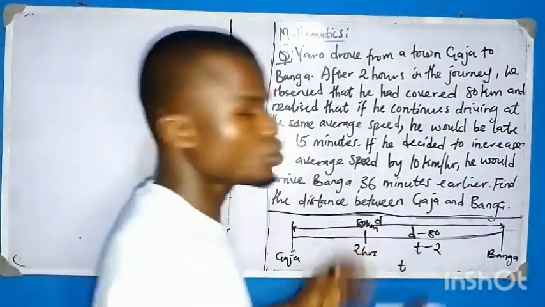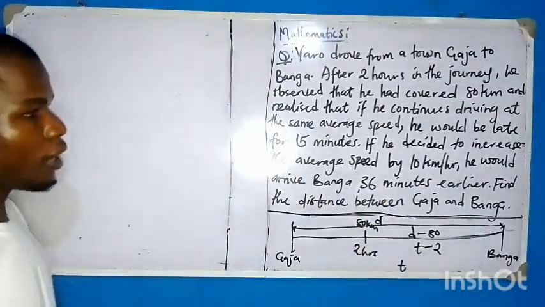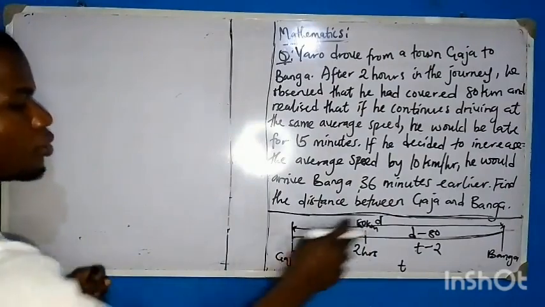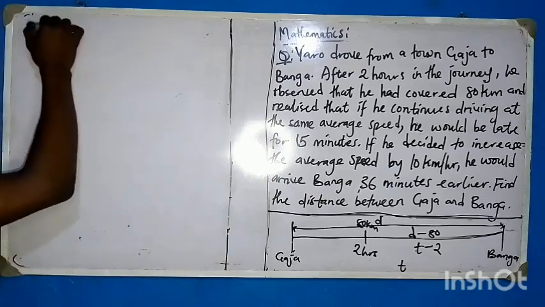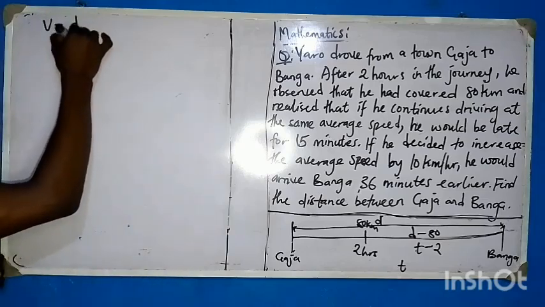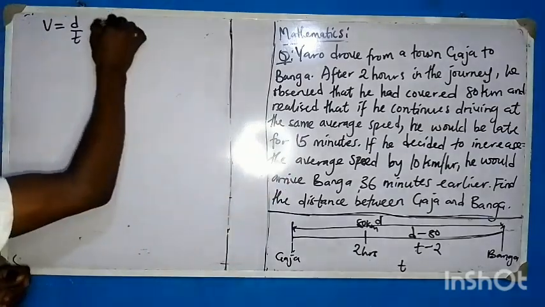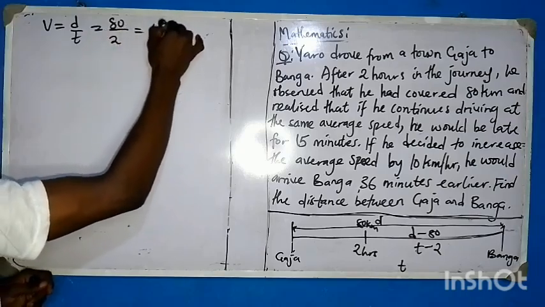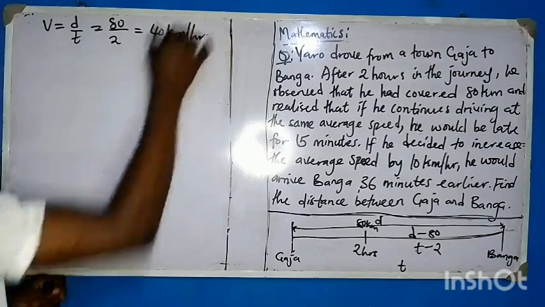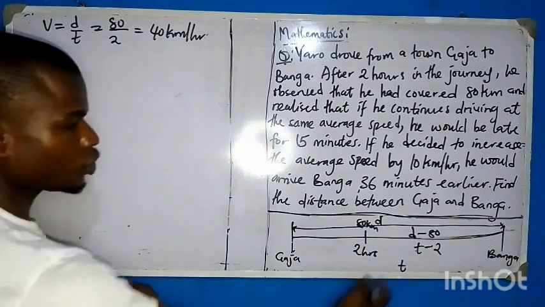We are going to use those two things I've just derived. So let's look at the other parts. First of all, let's find the speed he was running with. Our speed V is equal to D over T, where D here is 80 over 2. That gives us 40 kilometers per hour. That's the speed he was running with for the first part of his journey.